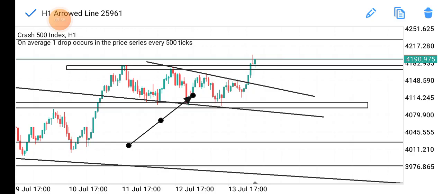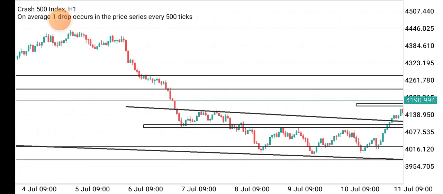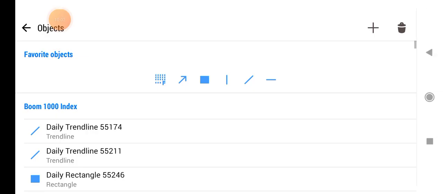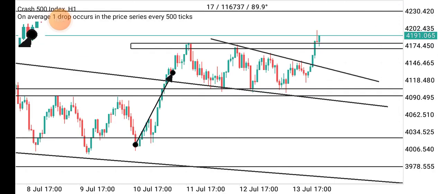So that is it, guys. Just identify these patterns, identify this breakout, and also take note of the fact that if you draw to this point, then you go and measure where the breakout is.